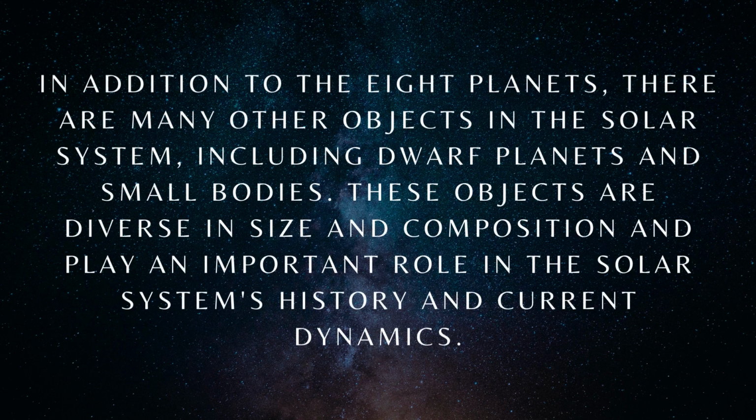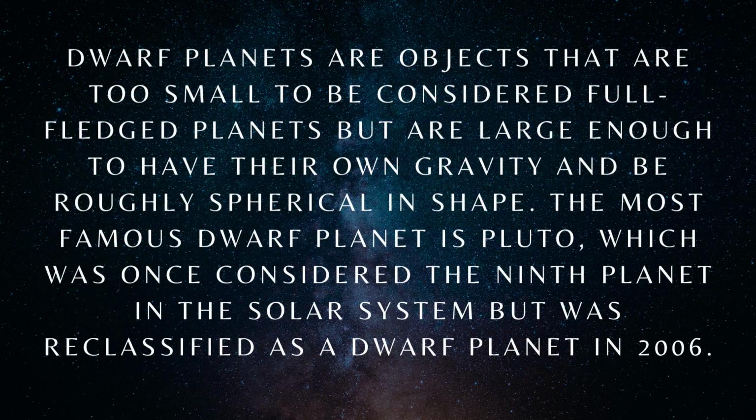Chapter 4: Dwarf Planets and Small Bodies. In addition to the 8 planets, there are many other objects in the solar system, including dwarf planets and small bodies. These objects are diverse in size and composition and play an important role in the solar system's history and current dynamics. Dwarf planets are objects that are too small to be considered full-fledged planets but are large enough to have their own gravity and be roughly spherical in shape.